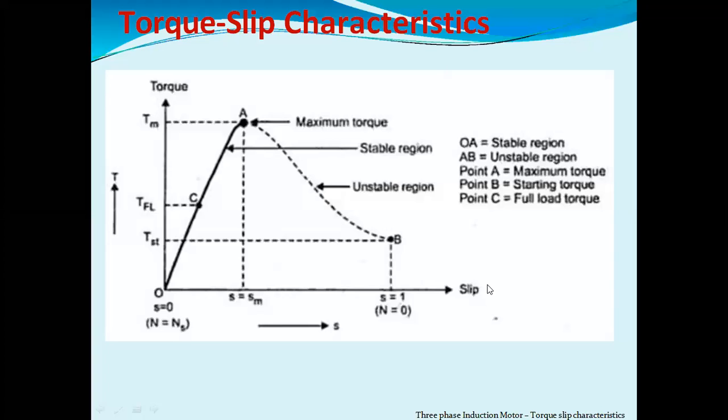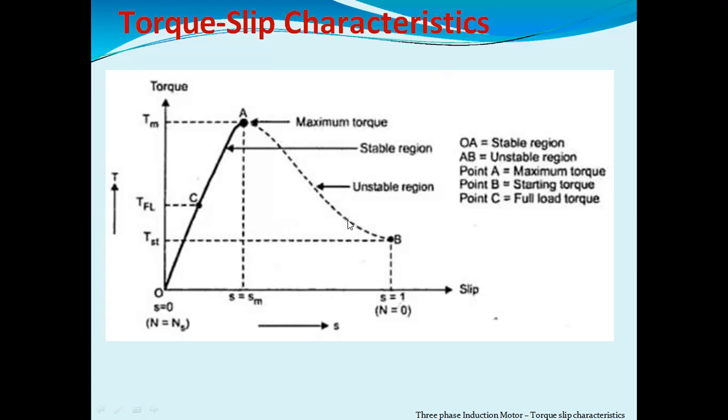Back to our screen. We are supposed to study the torque and slip characteristics. The starting torque is the torque produced by the induction motor when it starts. At start there will be no speed of the rotor. So S equal to N minus Ns upon Ns, with N equal to 0, so S equal to Ns upon Ns, which is equal to 1.